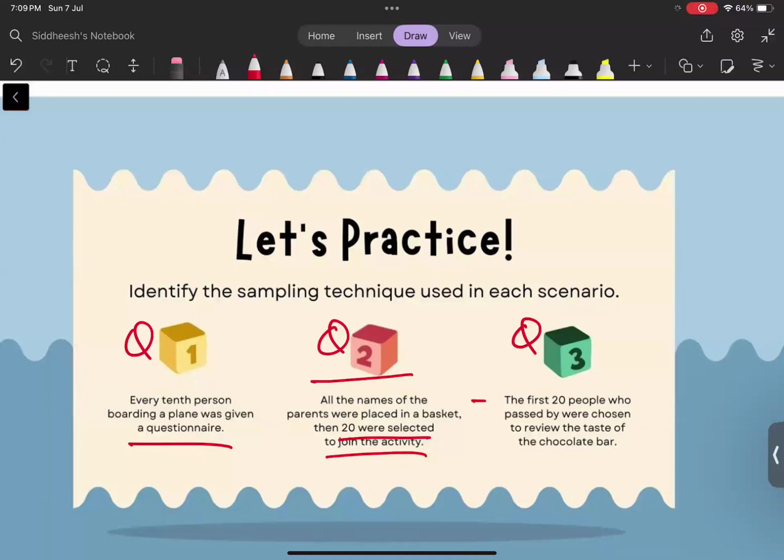The first 20 people who passed by were chosen to review the taste of the chocolate bar. What is this? Correct, Anushka. Convenience sampling. Correct. Good, everyone. Good. No more doubts, no? I think this part is completely fine to go. Do we have any doubts, any questions?